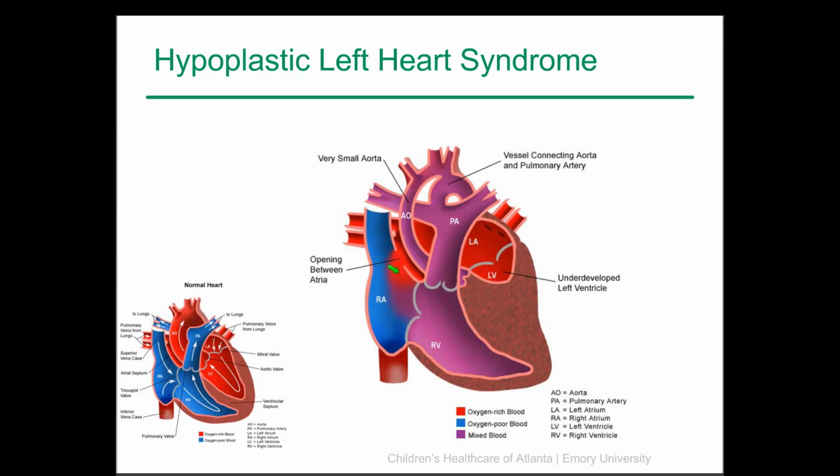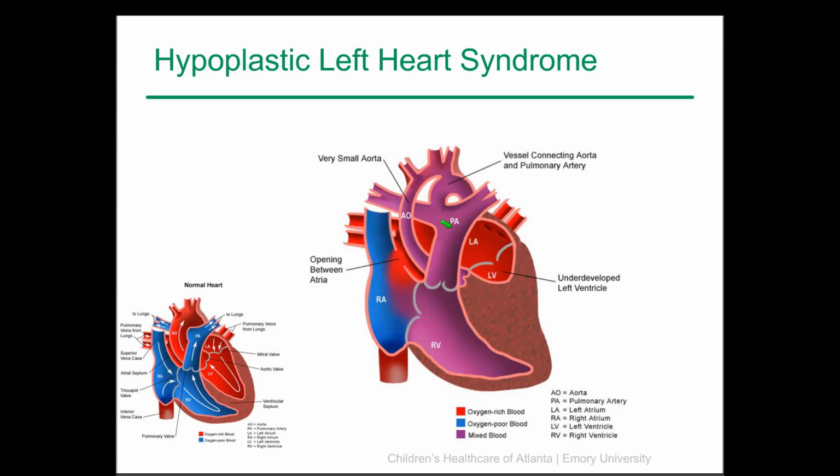So the blood that's oxygenated will come across into the right atrium and mix with that deoxygenated blood coming from the SVC and the IVC, and then it will all go into the right ventricle, go out the pulmonary artery, and then some will go to the lungs, and then some will go to the rest of the body. Okay? So this is a classic mixing lesion.